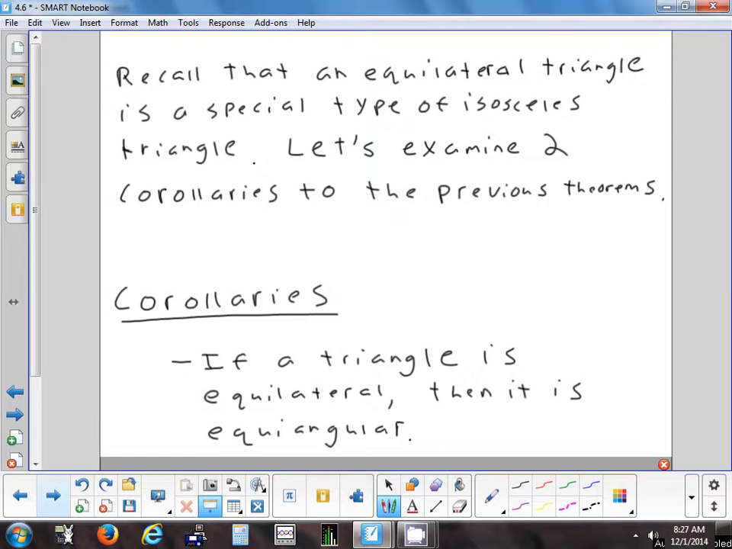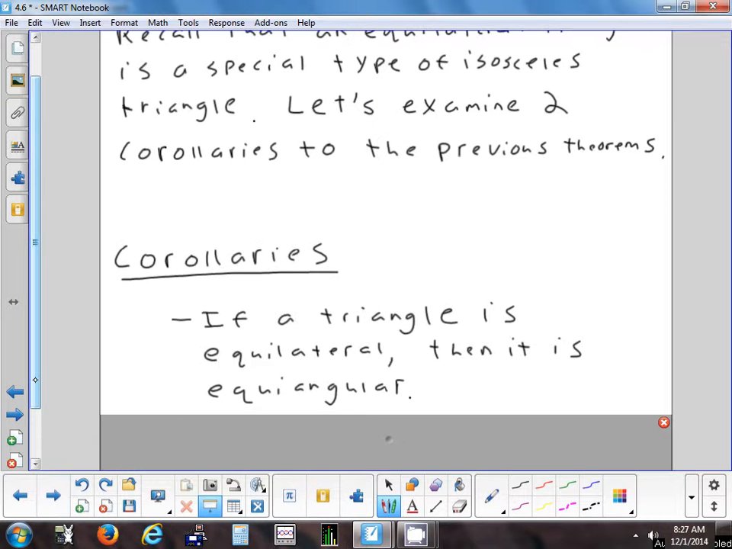We had a name for a triangle with all angles the same. It was equiangular. So if a triangle is equilateral, it's automatically equiangular. I think we said that before, but we never really proved it. We just said it. Now we proved it using the base angles theorem.